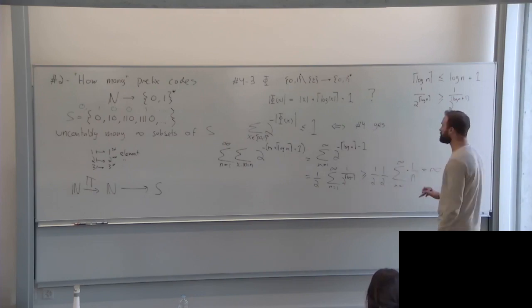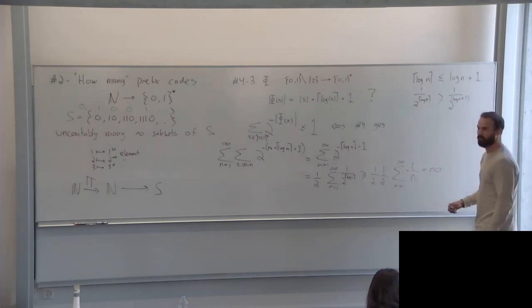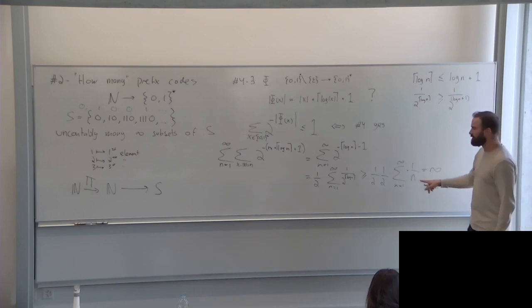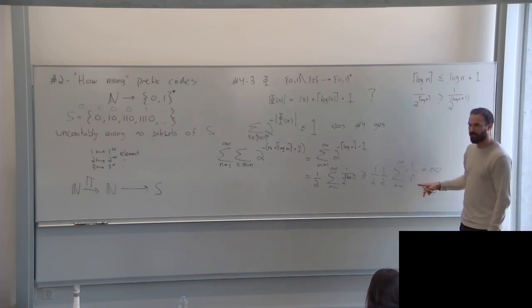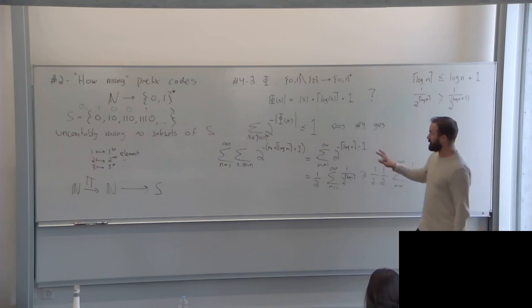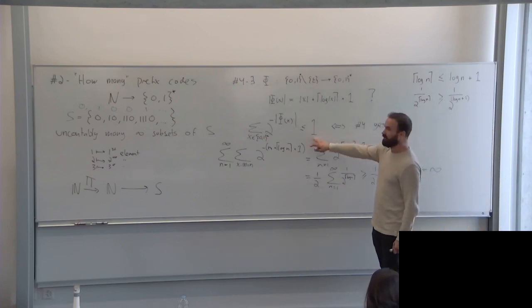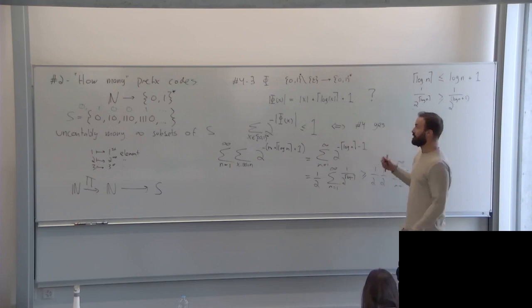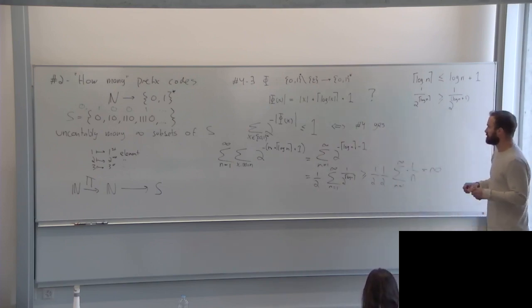And that is infinity. So this sum diverges because that's the harmonic series. The harmonic series diverges. And so in particular, I cannot hope that it's smaller than 1. So if it's not smaller than 1, there's no prefix code of those lengths.